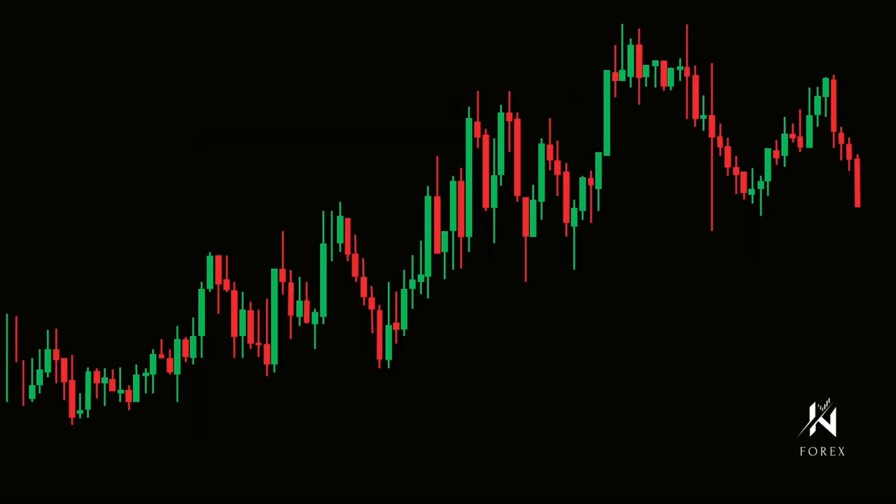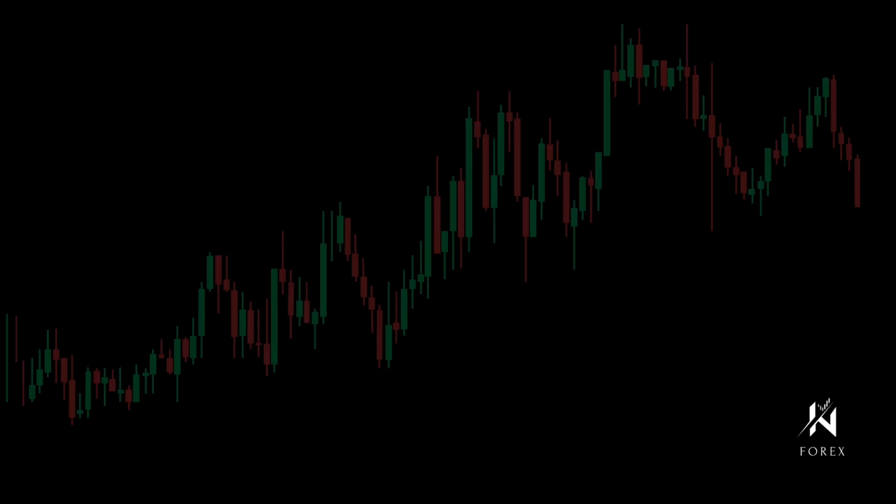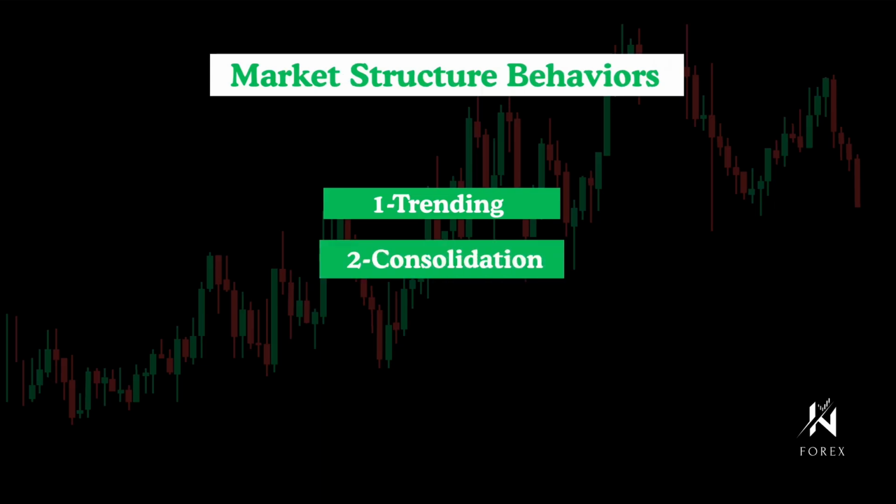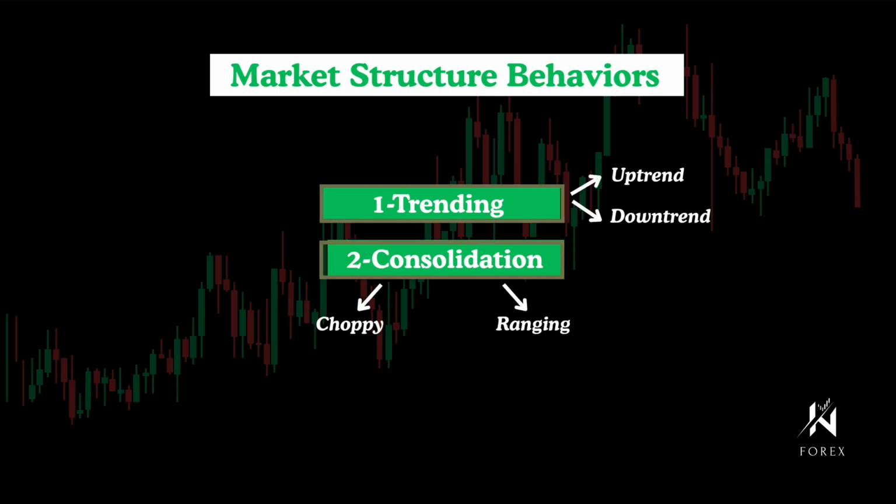Welcome back, traders. Let's dive right into the general behavior of market structure. The driving forces behind price action can be narrowed down to two core elements that repeatedly dictate directional movement: trending, consisting of both uptrends and downtrends, and the consolidation phase, such as a ranging or sideways market.